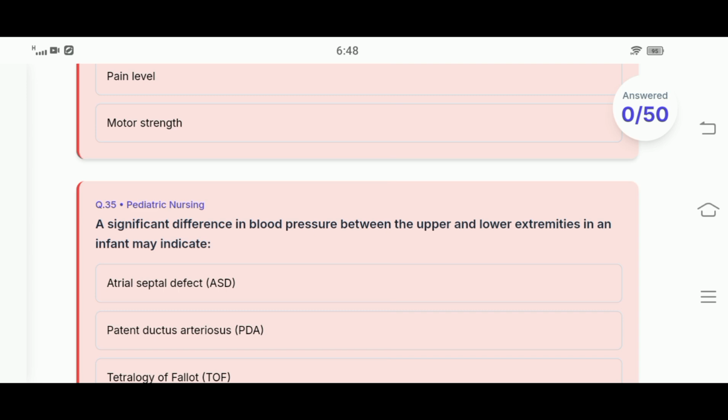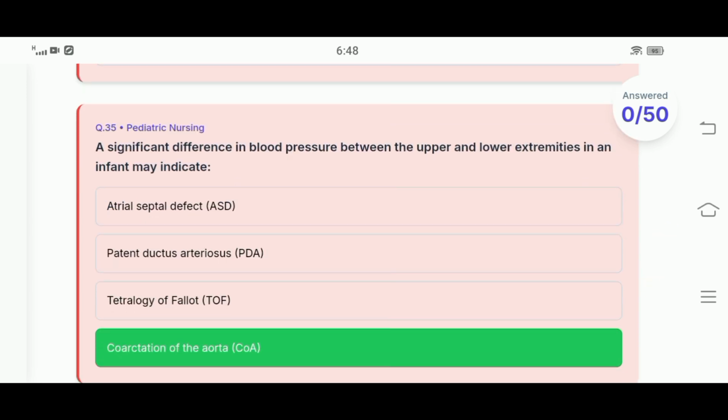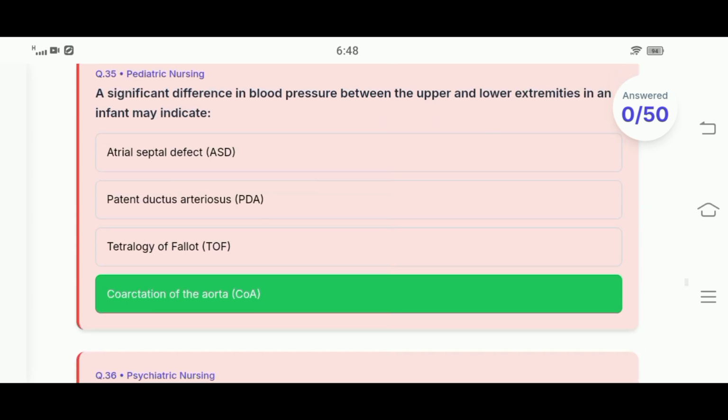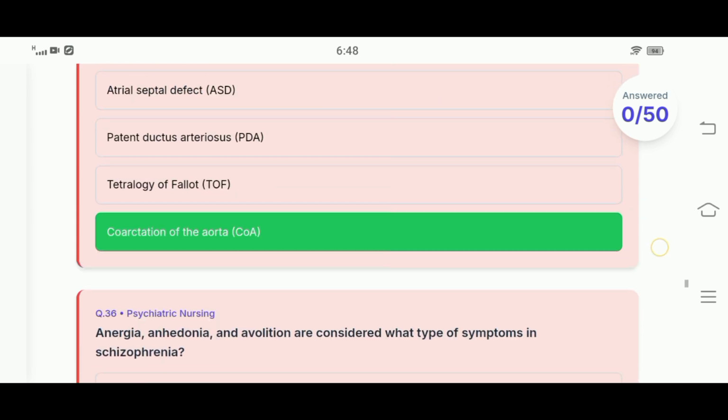Next, 35. Pediatric nursing. A significant difference in blood pressure between the upper and lower extremities in an infant may indicate. Options are A. Atrial septal defect, ASD, B. Patent ductus arteriosus, PDA, C. Tetralogy of Fallot, TOF, and D. Coarctation of the aorta, COA. So the correct answer is option D.